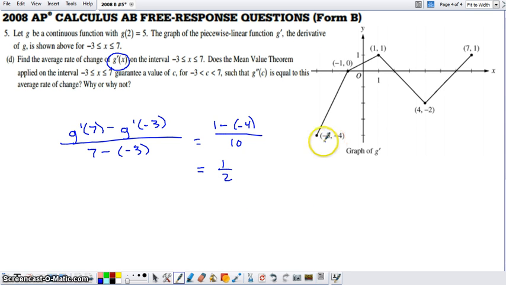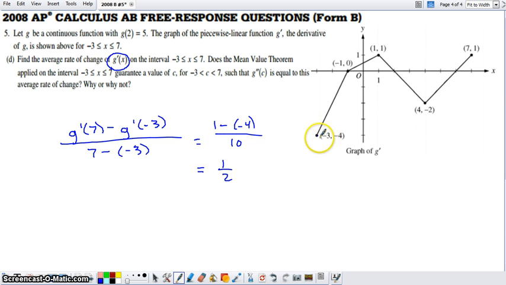This function is not differentiable as x goes from negative 3 to 7. We know it's not differentiable because we have cusps at negative 1, at 1, and at 4. So there are really 3 points in between negative 3 and 7 where g prime is not differentiable, 3 points where g double prime does not exist between negative 3 and 7. So does the mean value theorem guarantee the existence of a c? No. The reason is that g prime is not differentiable on this interval.